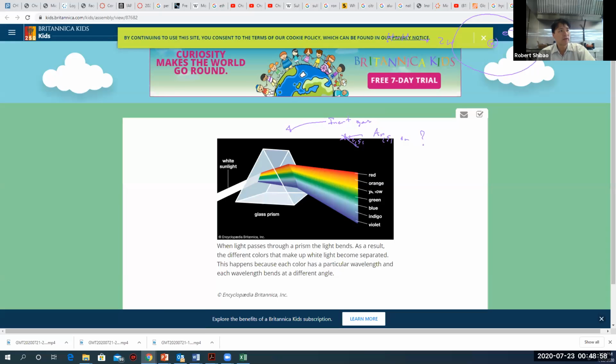So all the colors: red, orange, yellow, green, blue, indigo, violet. One way people remember this is the acronym Roy G. Biv, the colors of the rainbow.